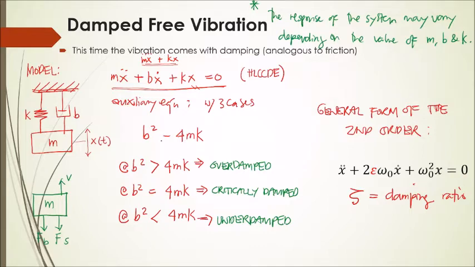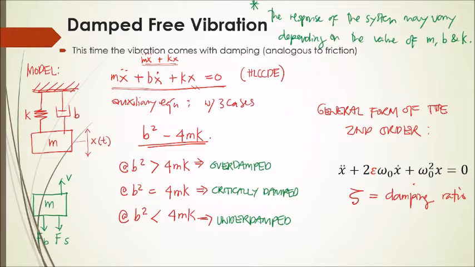So mao naman ni imong makam up, no? We have this b squared minus 4mk. So if b squared is greater than 4mk, our state is overdamped. B squared equal to 4mk, that is critically damped, and b squared is less than 4mk, that is underdamped. Okay, so muna ato ang timan-an.